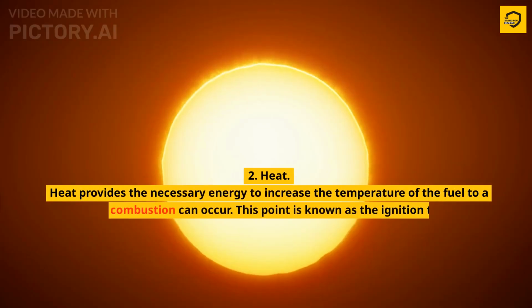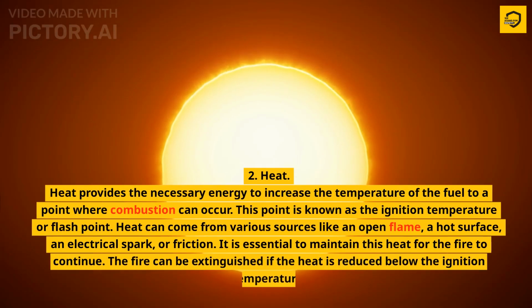2. Heat. Heat provides the necessary energy to increase the temperature of the fuel to a point where combustion can occur. This point is known as the ignition temperature or flash point. Heat can come from various sources like an open flame, a hot surface, an electrical spark, or friction. It is essential to maintain this heat for the fire to continue. The fire can be extinguished if the heat is reduced below the ignition temperature.